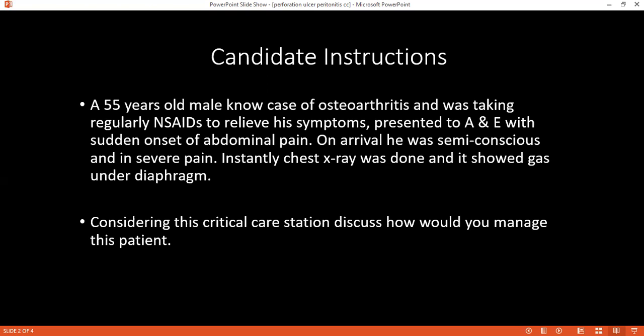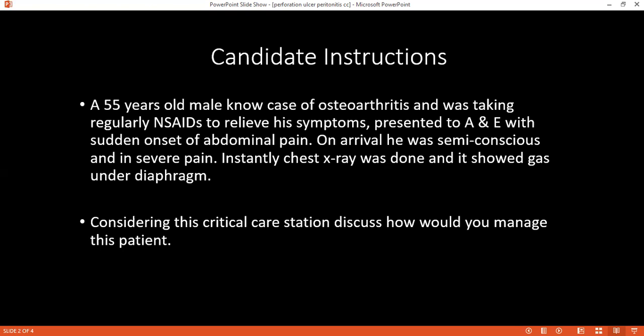I would assess his cardiovascular system by measuring his pulse and BP, then set IV lines for him, take blood samples for full blood count, electrolytes and creatinine, and then give him fluid. Then, since he's semi-conscious, I will check for any neurological deficit that he may have.